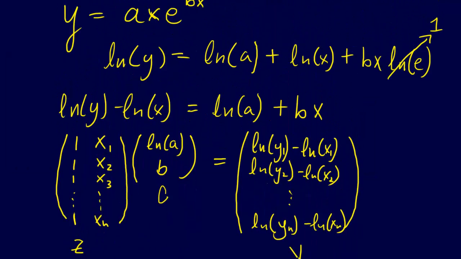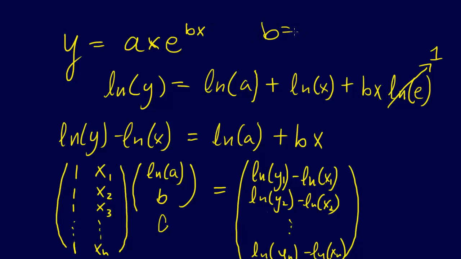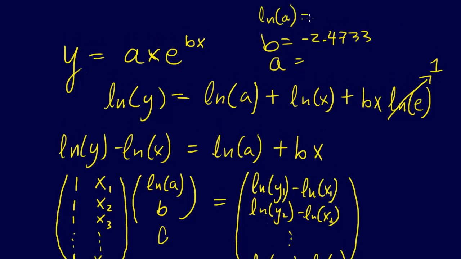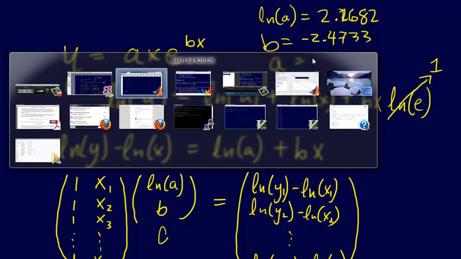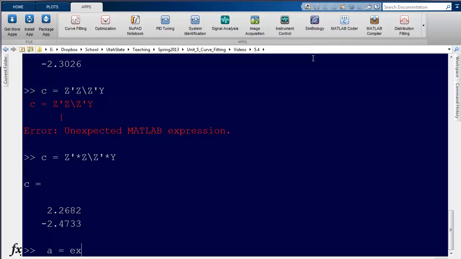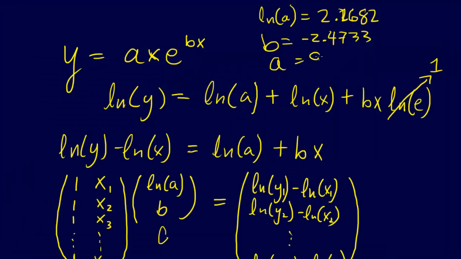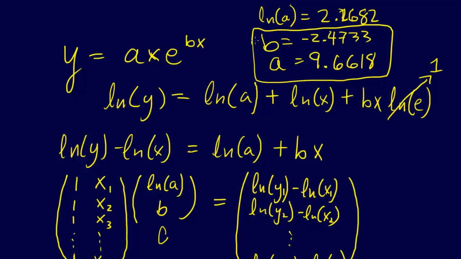Then our b coefficient, from our original equation, is equal to minus 2.4733. And our a, well, we don't know what a is equal to yet, but we know that the ln of a equals 2.2682. All right, and so that means that a equals just e to that. a equals exp of c1, okay, 9.6618. So there we have our a and b, and that's our solution.